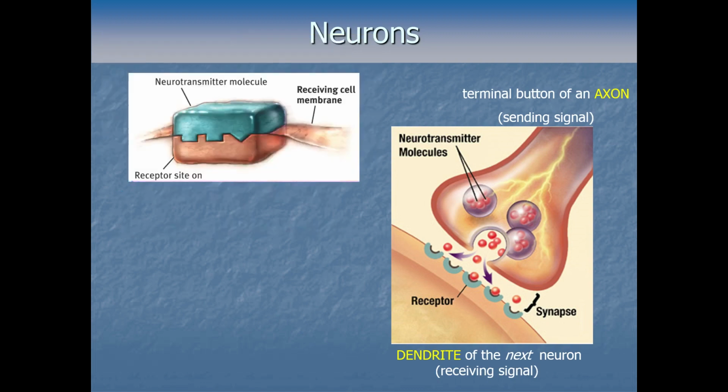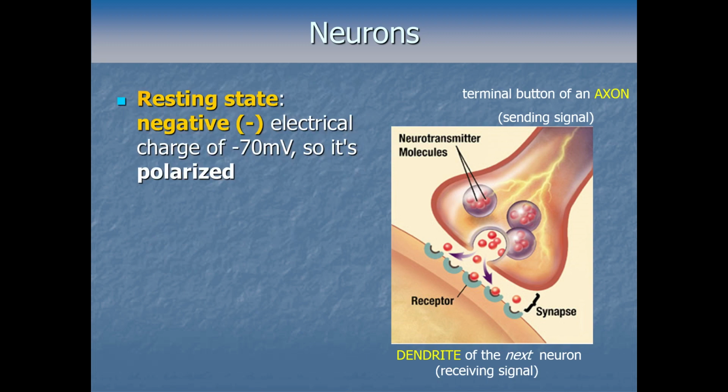So what happens when a key fits into a lock? Well, the lock opens. So when neurotransmitters fit into receptors, it causes an opening. It actually causes ion channels to open in the receiving neuron's dendrite. Remember, ions are just charged particles, things with electrical charge as either positive or negative. Neurons are kind of all about electricity. So what happens when these ion channels open up?